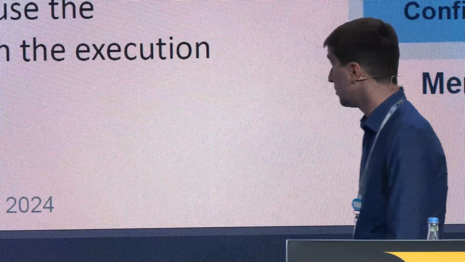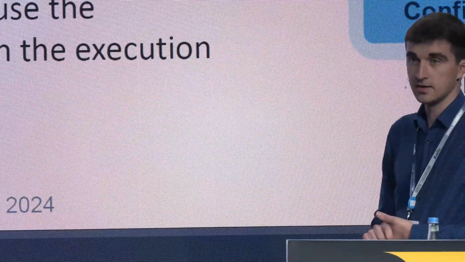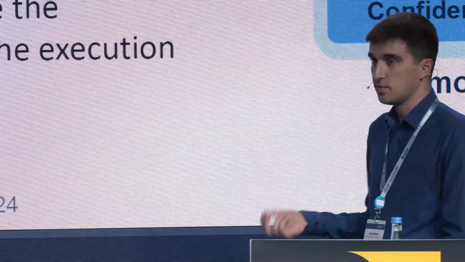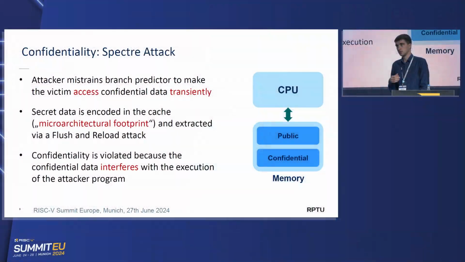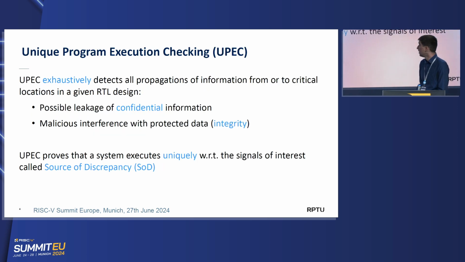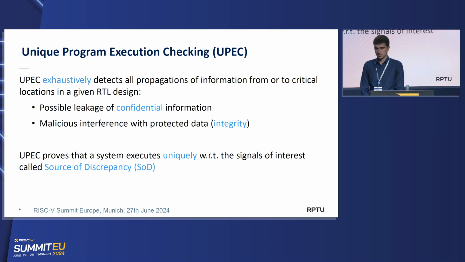So what we can observe is that the confidentiality is violated here because the secret data is able to interfere with the execution of the attacker program. That means, on the other hand, if you want to guarantee that a system is secure with respect to confidentiality, we need to make sure that it executes uniquely with respect to this data. And with uniquely, I mean independent of this data. To this end, we came up with unique program execution checking, or in short, UPEC, which is a formal, exhaustive methodology that detects all propagations of information from or to signals of interest.